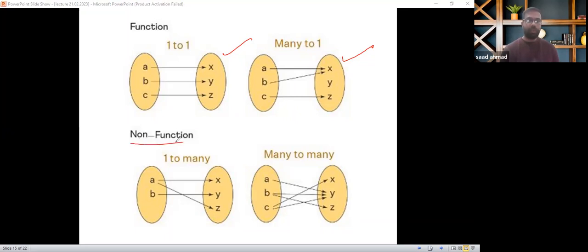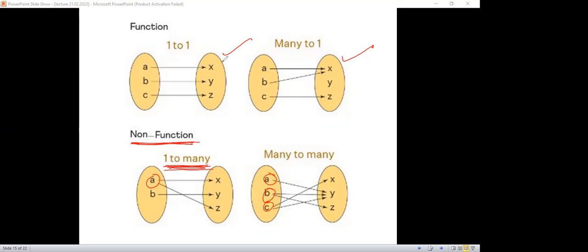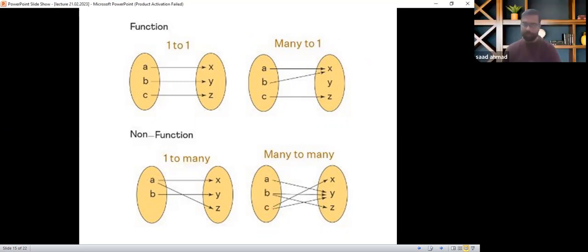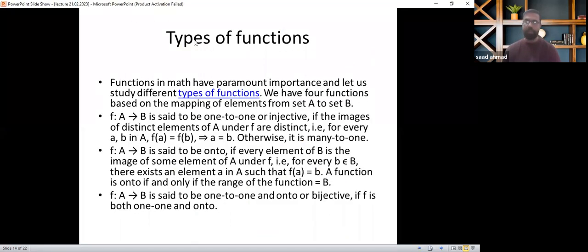And then these are the non-functions, like one to many. Obviously, one input cannot go to multiple outputs. We already saw that one to many is not a function. Or many to many, it's also not a function. So now let's look here.